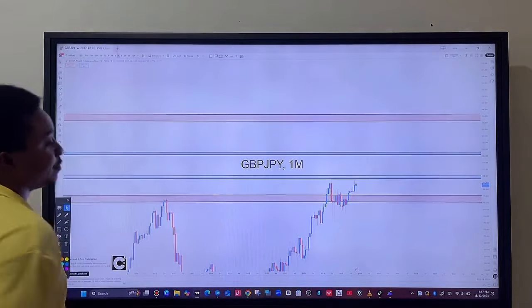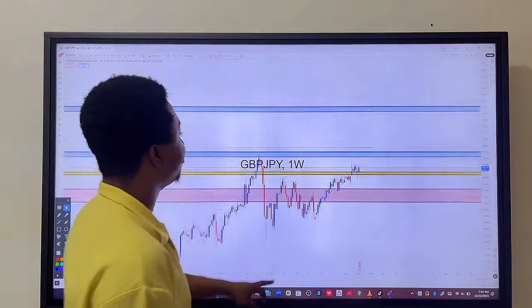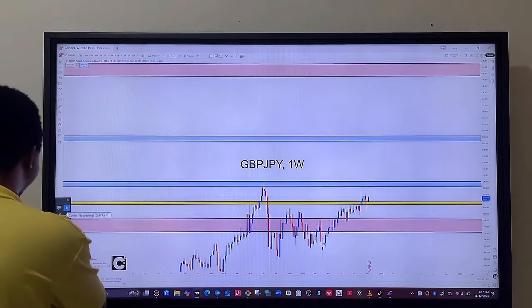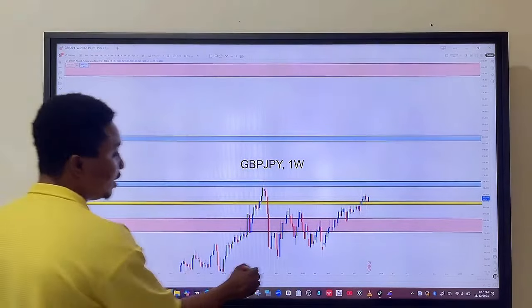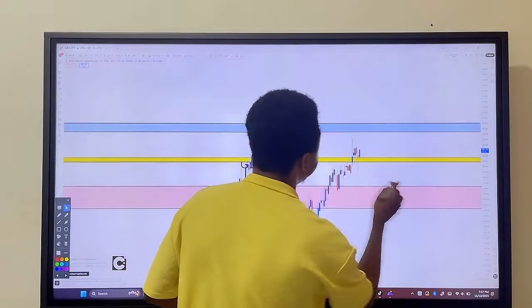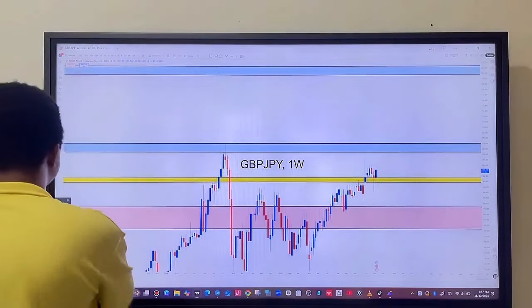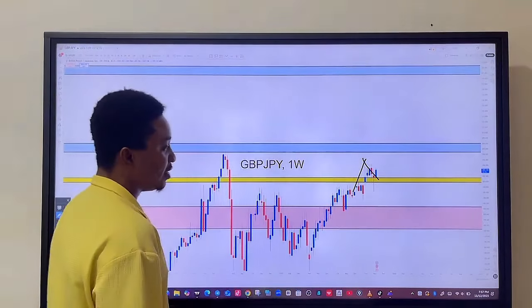Okay, so this is also the weekly time frame of GBP JPY. Now, GBP JPY on the weekly time frame, we have the weekly mid-range zone over here. If you look very closely at the weekly time frame, what you are going to notice is a break above the weekly resistance level. You're going to see a retest of the weekly resistance. First, the price goes again, it should be able to go all the way to the upside.